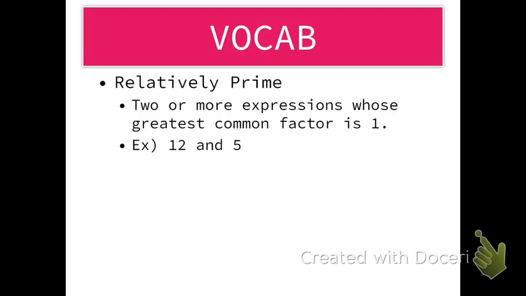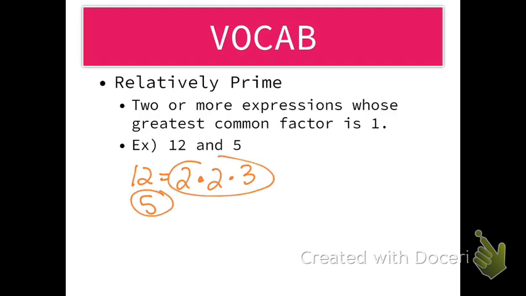If I listed out the prime factorization for 12, let's do this: 12 would be 2 times 6, and 6 is 2 times 3. 5 is already prime, so it's just going to stay a 5. And we look at these numbers and there's nothing in common. So the GCF would be 1. And anytime that the GCF is 1, that means we say those two numbers are relatively prime. So this is just an extra vocabulary word for you here.